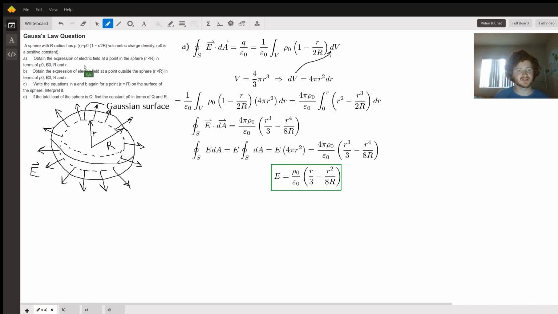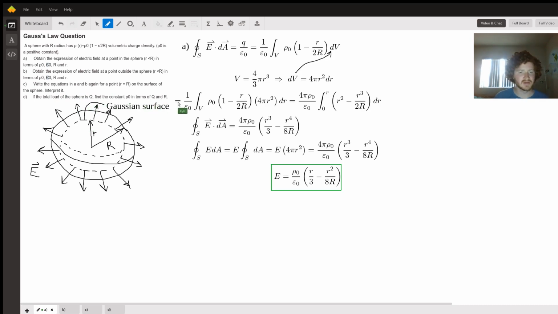And then we need to obtain the expression of the electric field outside the sphere in terms of the constants. And that should be greater than, actually. And then in part C, we need to compare these two equations, looking at the point r equals R, which is the surface of the sphere, right? Because it's capital R. And then lowercase r is just measuring our reference point. What radius are we looking at? Interpret this. And then last question, if the total charge of the sphere is Q, find the constant rho naught in terms of Q and R.